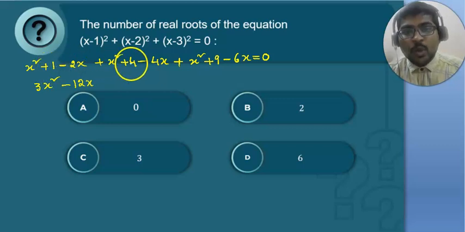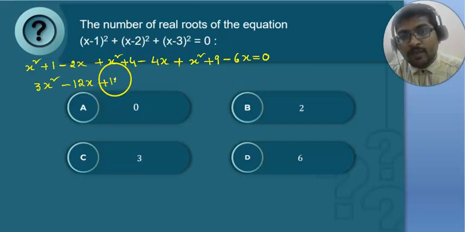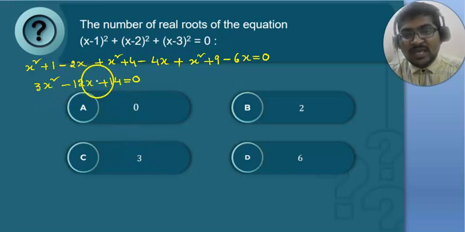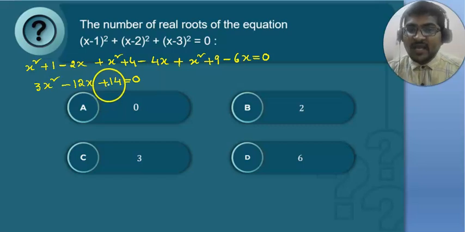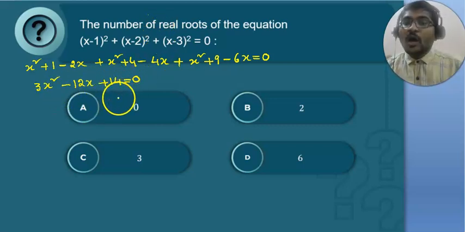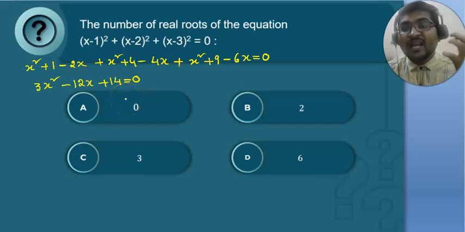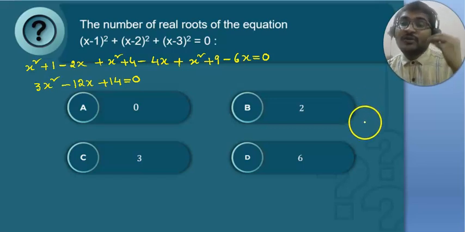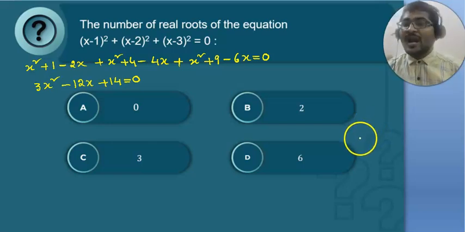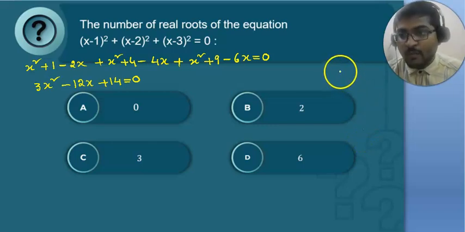Constant terms here: plus 1, plus 4 is plus 5, plus 5, plus 9 is plus 14, equal to 0. So this equation can look like a quadratic equation. In this question, to find out how many real roots are involved in this quadratic equation, it is easy to identify with the help of the discriminant formula.